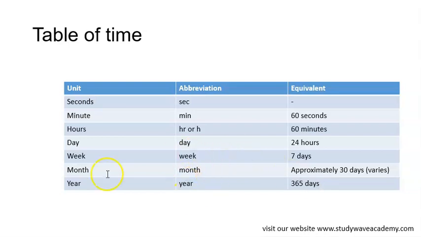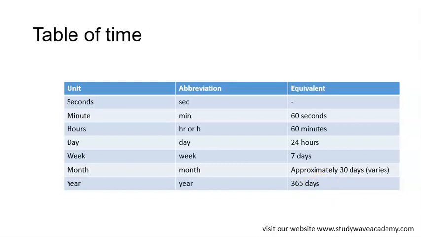So this is a table of time. It contains the units and their relationship. 60 seconds makes 1 minute. 60 minutes makes 1 hour. 24 hours makes 1 day. 7 days makes 1 week. 30 days, 31 days, or 29 or 28 days makes 1 month, depends on the month. And 365 days makes 1 year, okay?